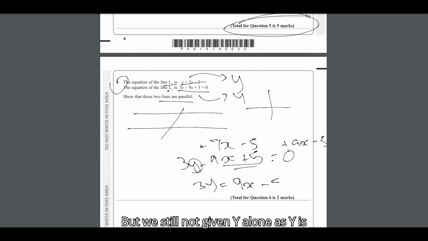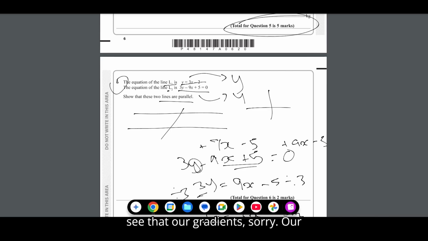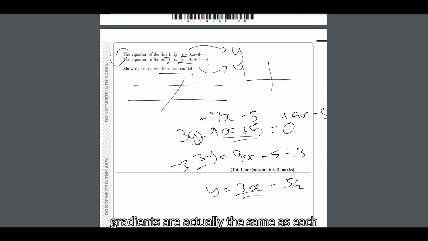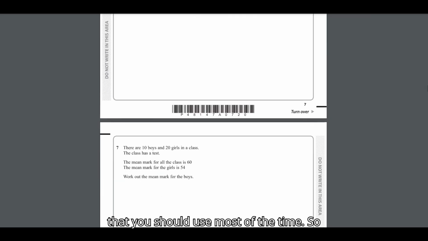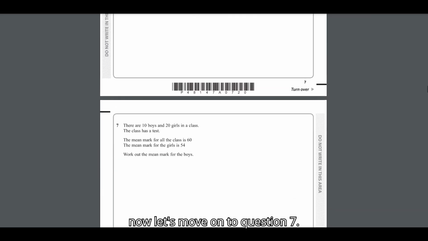But we're still not given y alone, as y is associated with the number 3. To get rid of that, we divide by 3 each side. So that will give us y is equal to 3x minus 5 over 3. Now we can see that our gradients are actually the same as each other, which means that they are parallel. Dot, dot, dot. This little thing over here simply means therefore. It's a mathematical term that you should more or less use most of the time. So now let's move on to question 7.